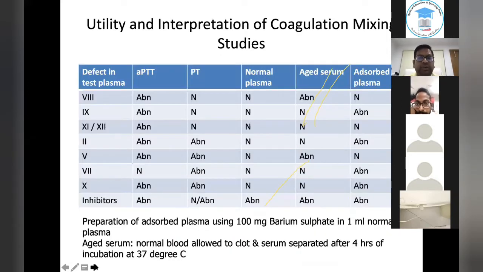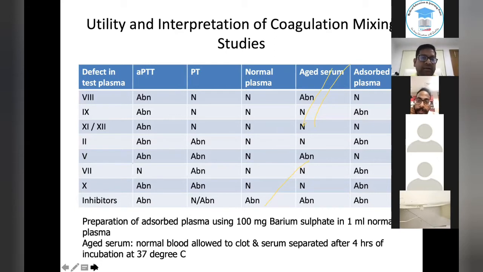So just to give you an idea in a tabular format, factor 8 or hemophilia A patients will have an abnormal APTT, PT will be normal. It will get corrected with PNP, that is pooled normal plasma. It will not correct with H serum because H serum is also deficient. Patient's plasma is also deficient in factor 8. It will get corrected with adsorbed plasma because that is deficient in 2, 7, 9, 10, but is sufficient in factor 8 and factor 5.